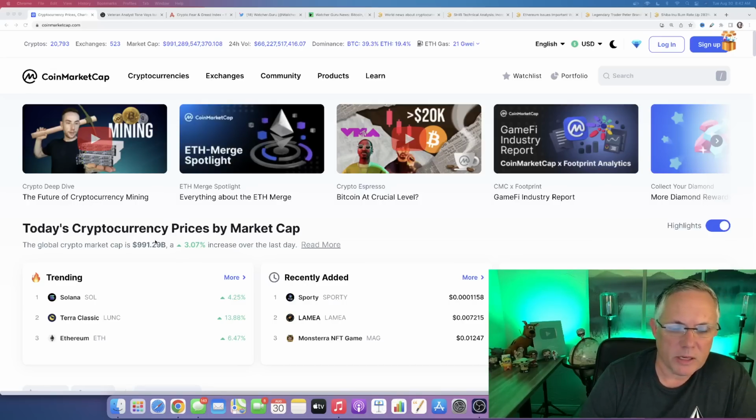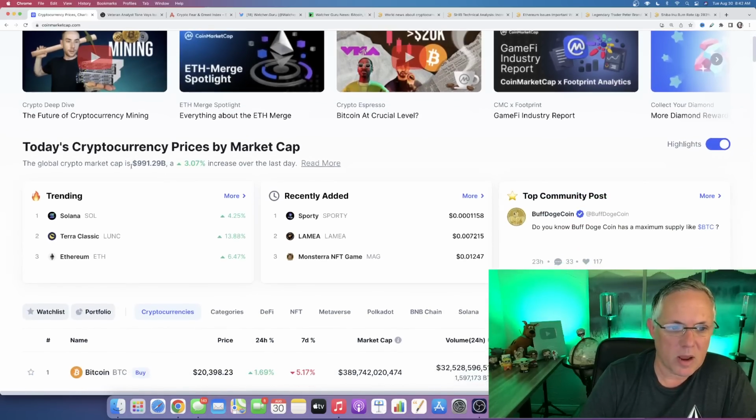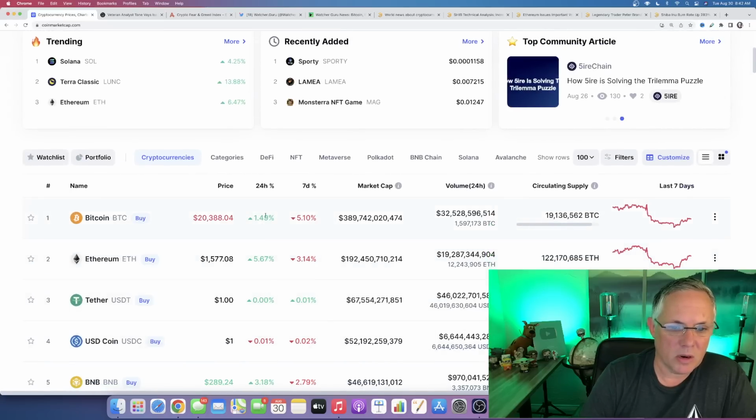So as far as a Shiba Inu price prediction, let's take a look at the overall market condition real quickly to give you some perspective so you understand what is going on. Now, we've got a really interesting situation here where the market is up, as of the recording of this video, up 3%. It's hovering a little bit below $1 trillion market cap. And you can see Bitcoin and Ethereum are moving up respectively.